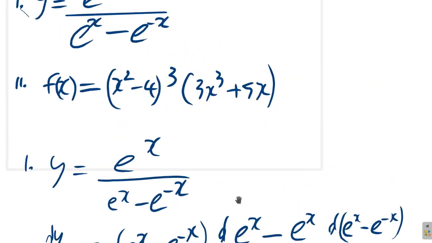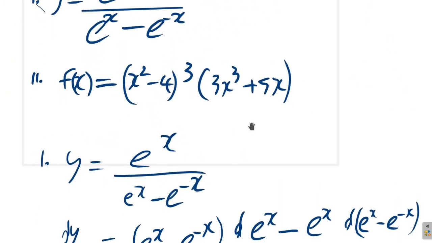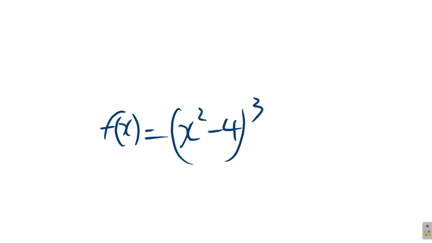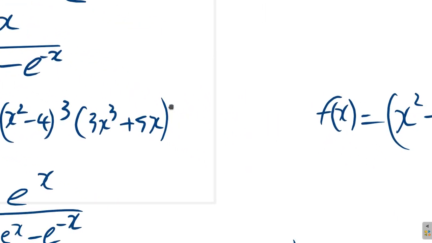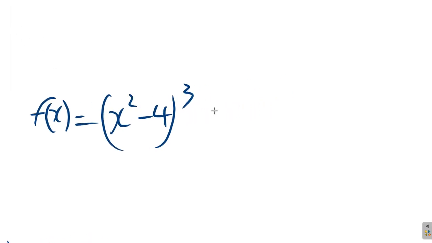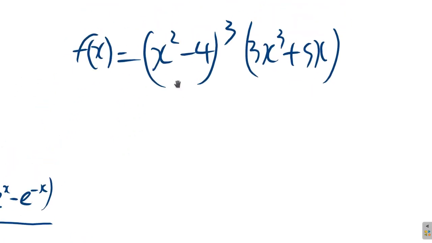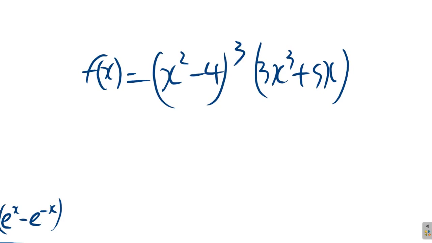Alright, let's look at the other question, the other function. f of x equals (x squared minus 4) cubed times (3x cubed plus 5x). Now what you have, let me just draw a line here, a border, is a function of x times another function of x. So you could use the product rule here.